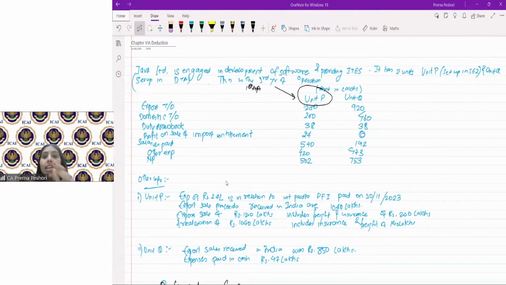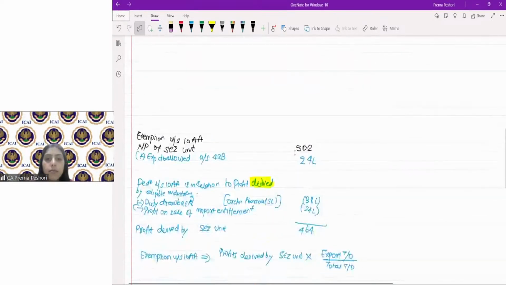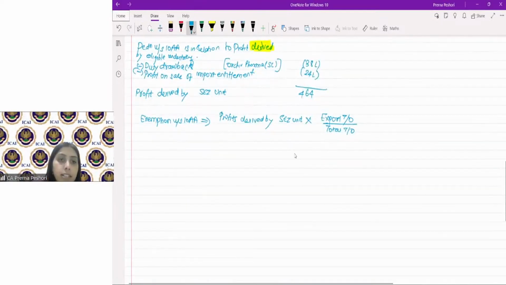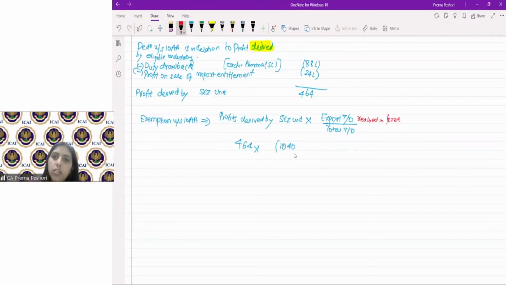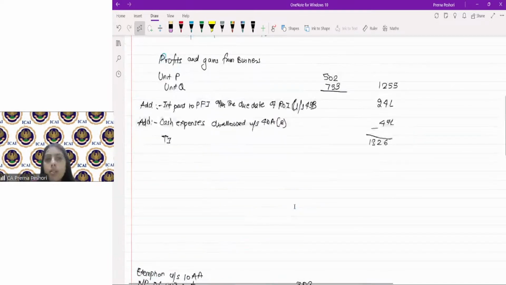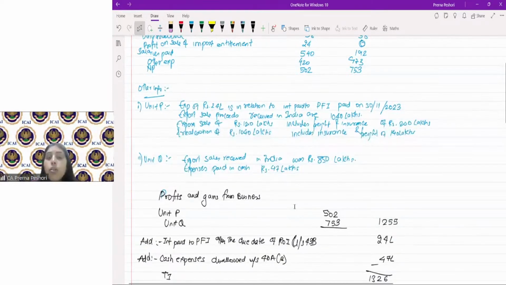Yes, Kaushiki, correct. So we will not consider over here 1200, but we will consider the export turnover which is realized in the foreign currency, which is how much? So 464 into 1040, because export turnover realized in foreign exchange is what we need to consider. So we'll consider not 1200, but we'll consider 1040 lakh.